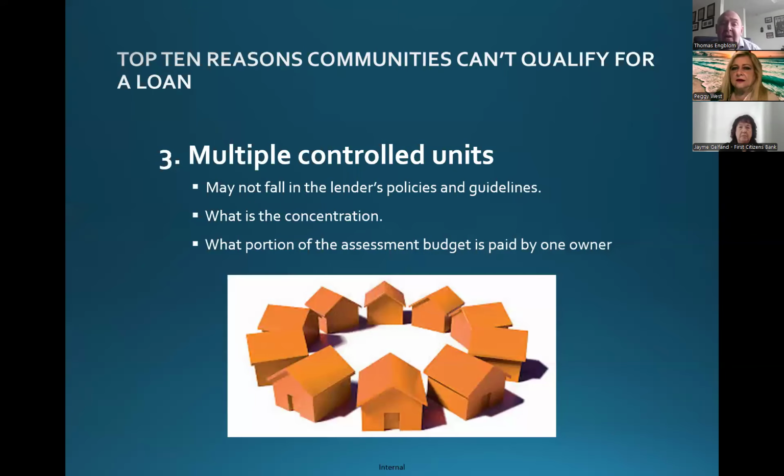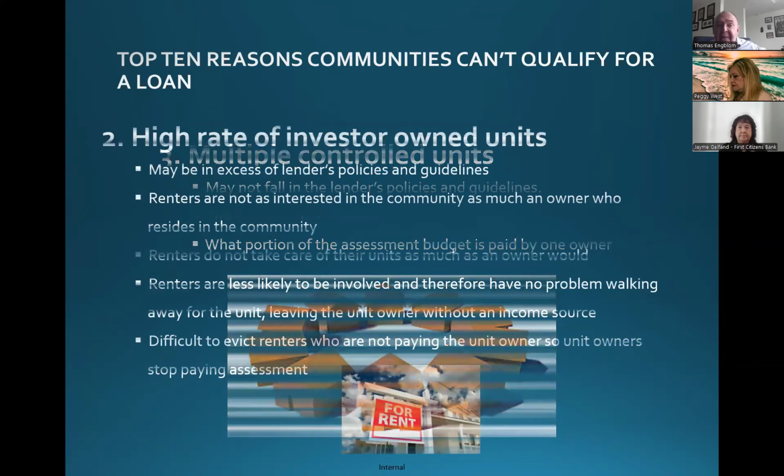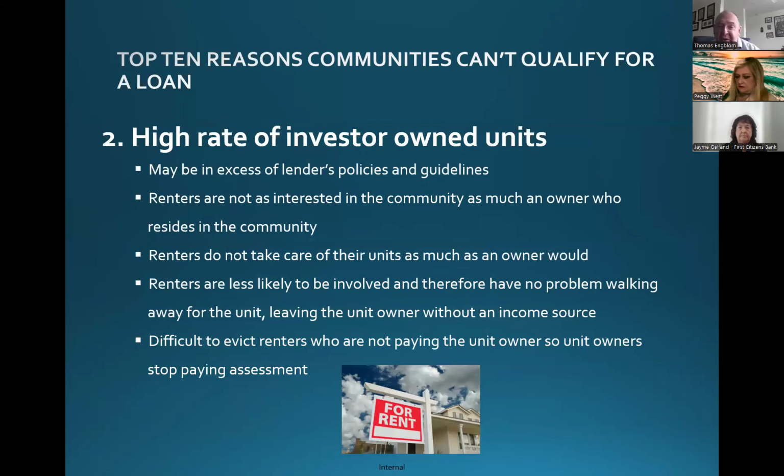Multiple units. Here's a big issue. If you have one individual that has many, many units, depending on the size of the association, it could be as little as 5, it could be as many as 50. And the concern that the bank has is that maybe that developer or that owner, that investor doesn't want to pay. And if you get an individual like that, what's going to happen? The bank isn't going to be able to service the loan. High rate of investors, again, renters take it differently. What if they don't pay their rent? Then the investor can't pay his portion to the association.